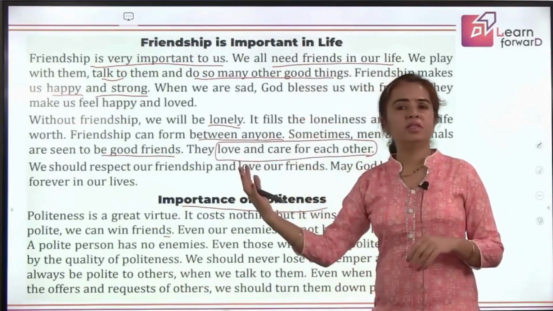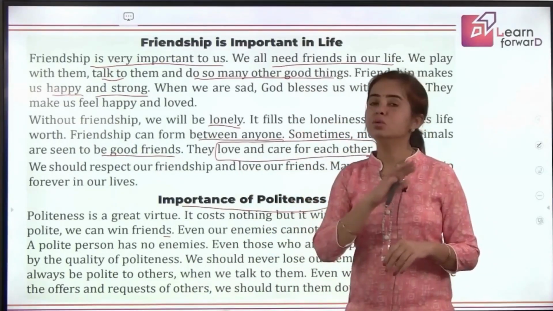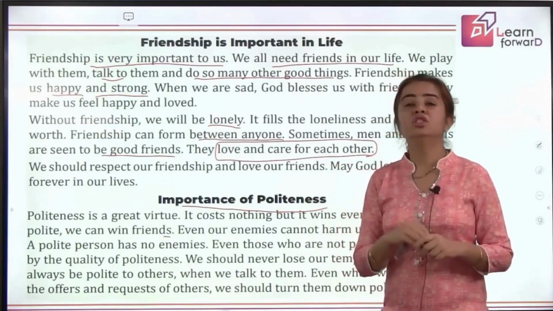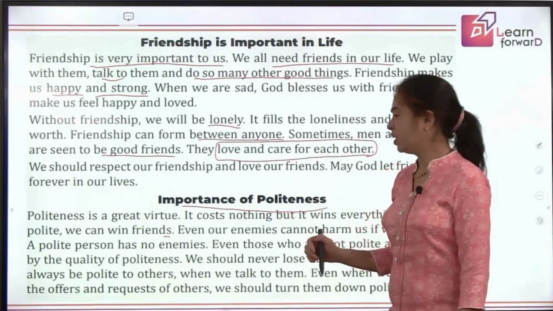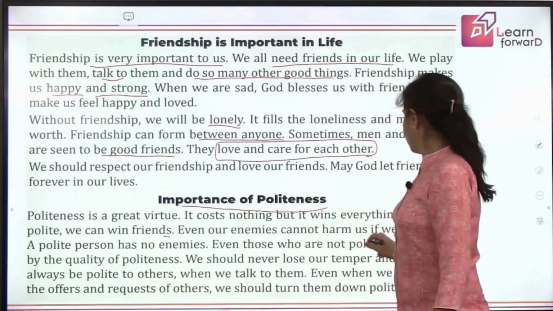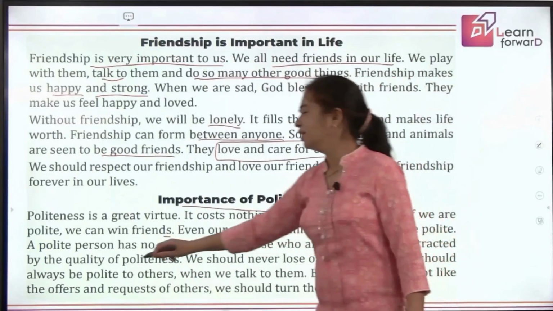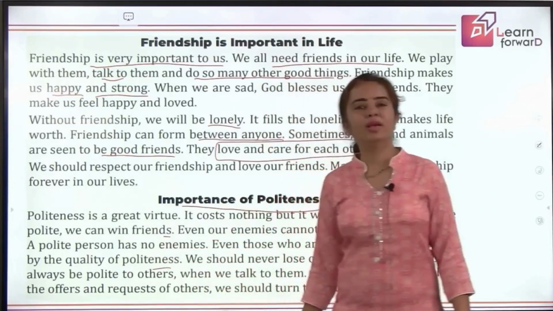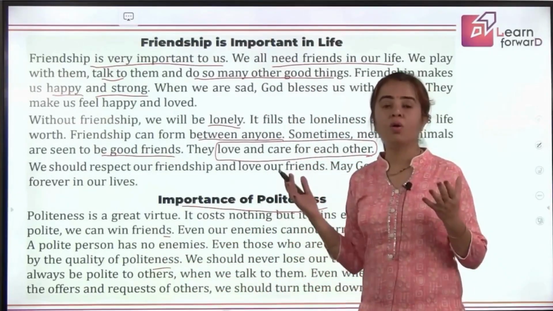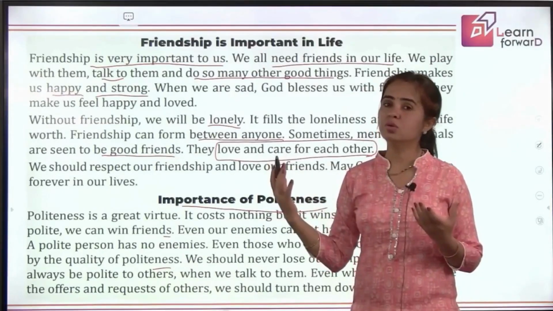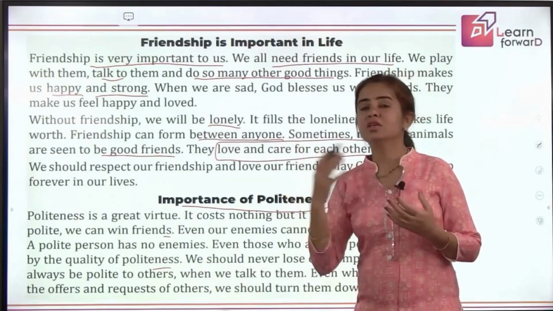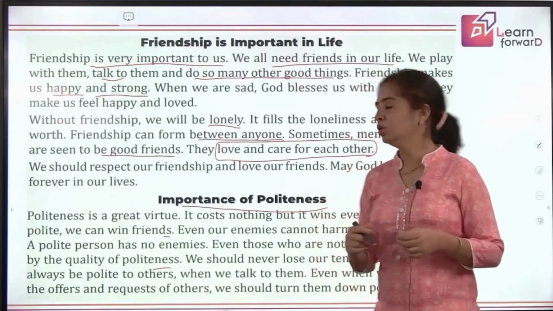Even if the other person is rude, with your politeness, you can just change the personality of that person, at least towards you. Okay? So even those who are not polite are attracted by the quality of politeness. So they feel, oh wow, see, I am being rude to the other person, still that person is so polite to me. So the person gets attracted towards your good nature.